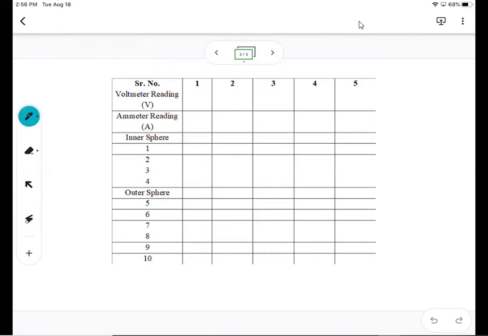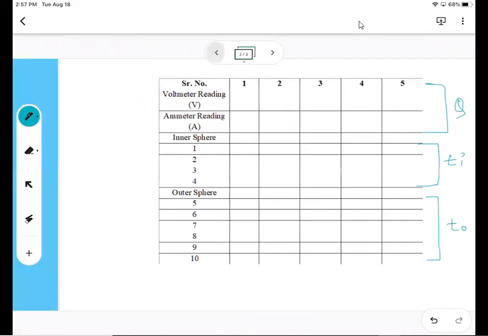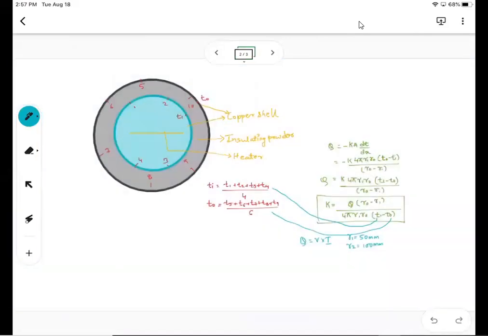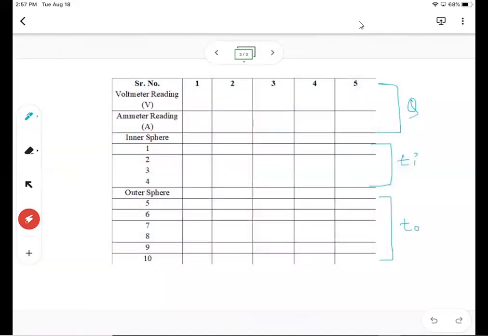We find the value of Ti from these, and the value of To from these, and we multiply voltage into current to find the value of Q. Once we have all these values, we substitute them in this equation and find the values of K. If we take 5 readings, we get 5 values of thermal conductivity, which should be close to each other. So this is all about the experiment.